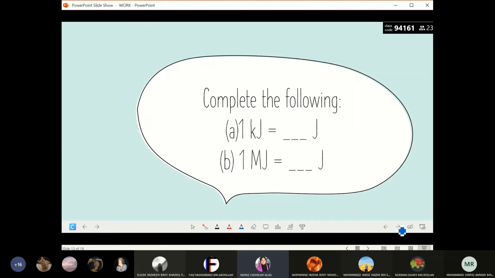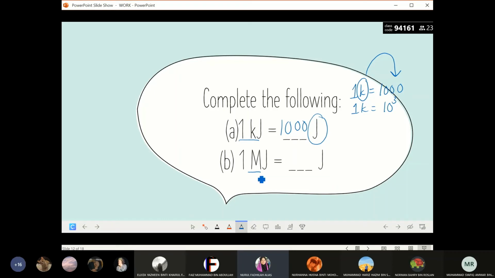Before we move on further, if you have this question, can you complete this? 1 kilojoule equals to, how do you change this to joule? 1 kilo is 1,000, yes, 1,000 joule, because 1k equals 1,000. K is represented by this.